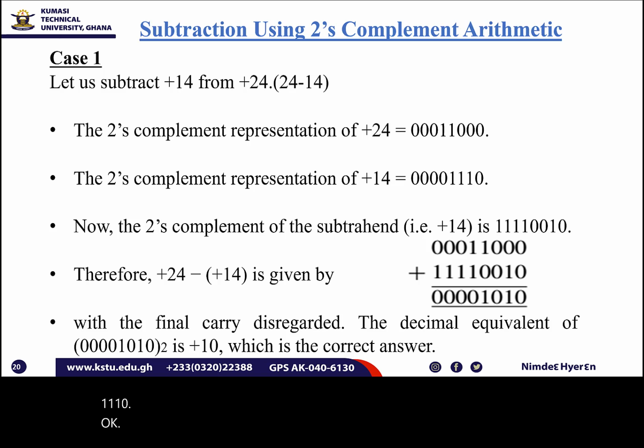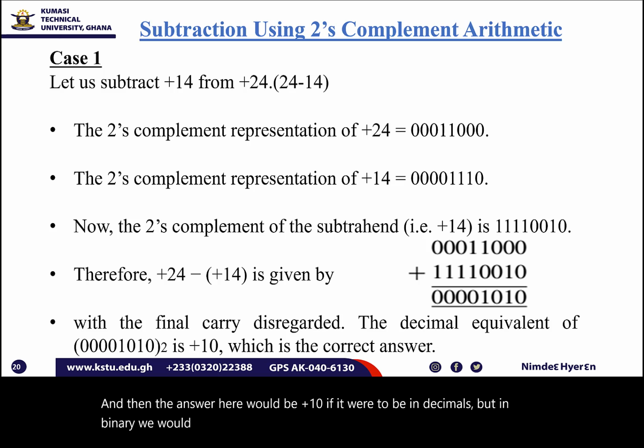Now, when this is added, what it basically means is that, when we do subtraction here, what we are going to be doing is to have positive 24 minus positive 14. Okay, and then the answer here would be positive 10 if it were to be in decimals, but in binary we would get 0 0 0 0 1 0 1 0.